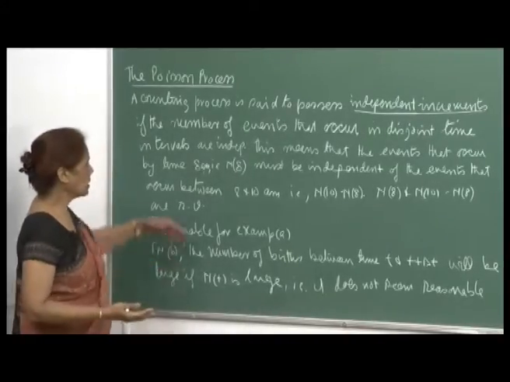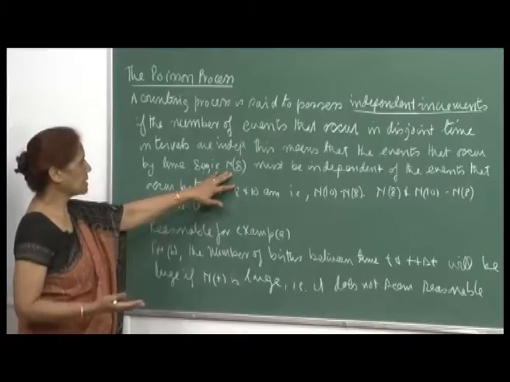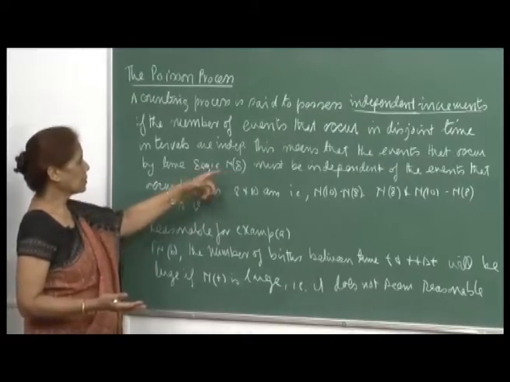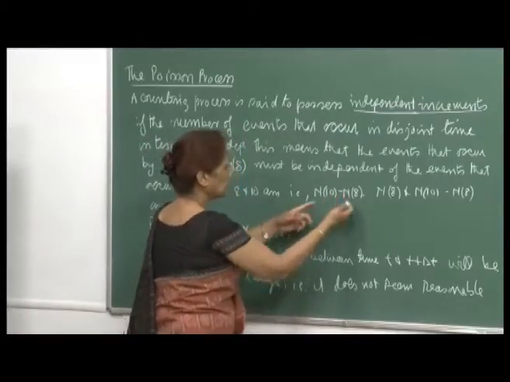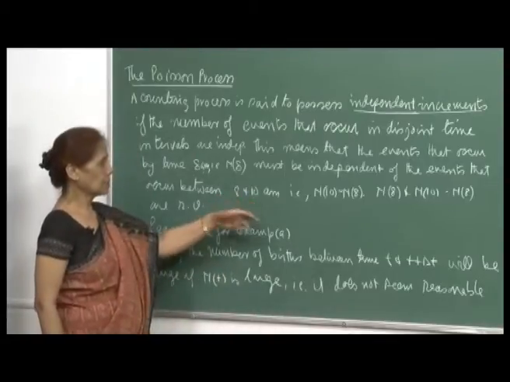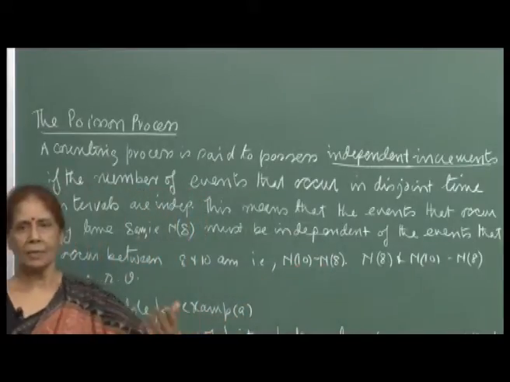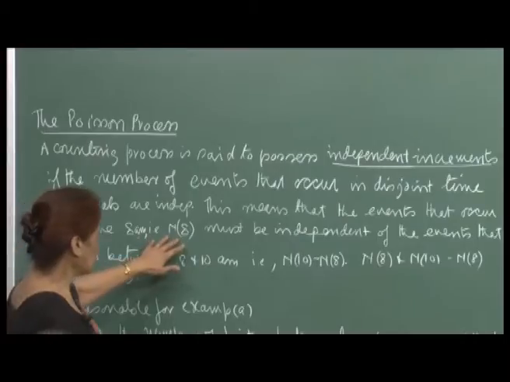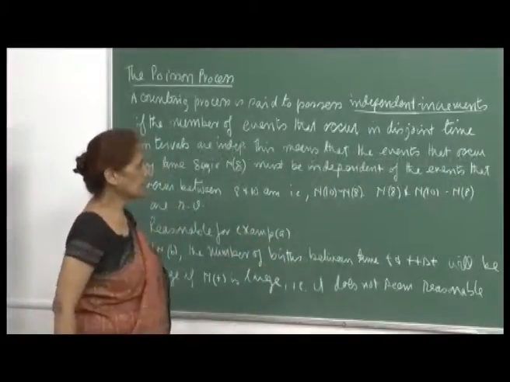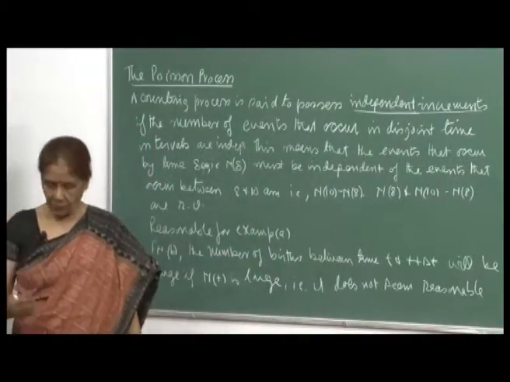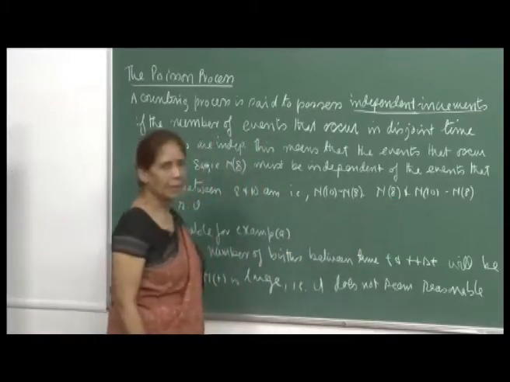Say, for example, if you are counting the time up to 8 a.m., then N8 would be the number of events that have occurred up to time 8, and that N8 will be independent of the number of events that have occurred between 8 and 10 a.m., that is, N10 minus N8. Both these are random variables. This one is from 0 to 8, and this is from 8 to 10. The two intervals are disjoint, and therefore we want the corresponding random variables to be independent.